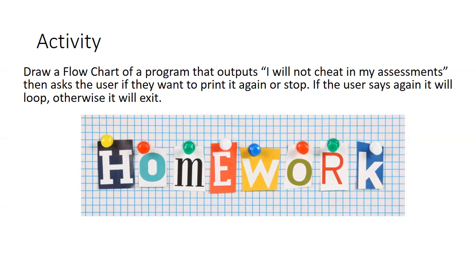The user is going to be given a chance to say yes or no. Now, depending on what they put, maybe they put yes, or maybe they put no, right? So if they put yes, we do it again. If they say no, we don't do it again, and we finish. Pretty straightforward, right?